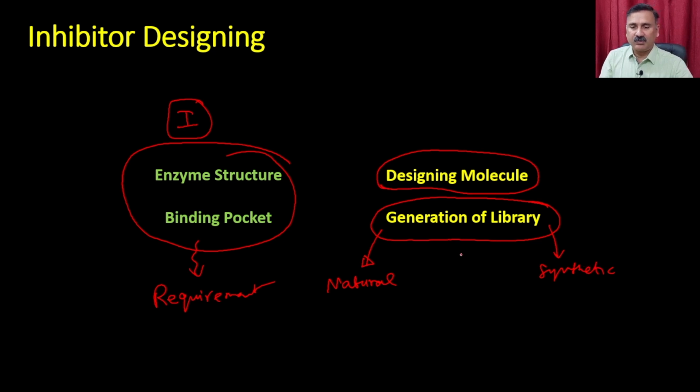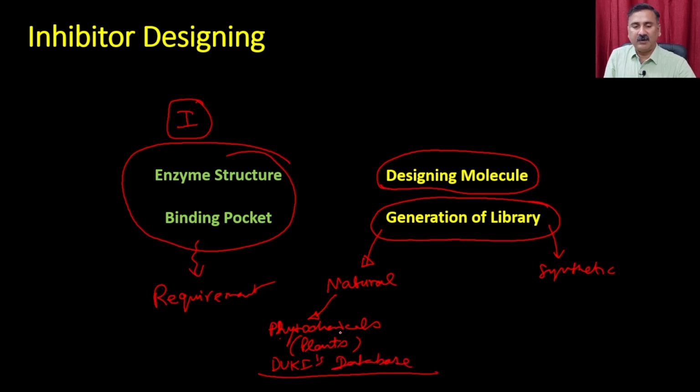Or it could be a natural library. There are different sources of natural libraries. For example, you can have different types of phytochemicals. You can take the phytochemicals from different types of plants and use them. You can use the Duke's database, and that is going to tell you what different phytochemicals are present.